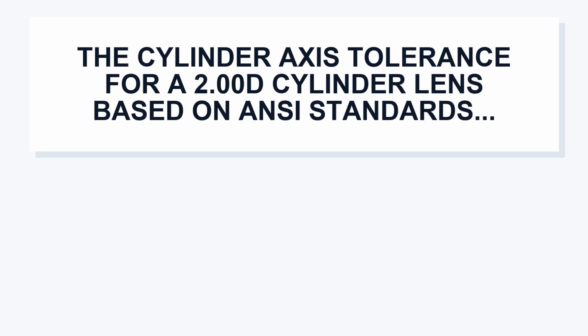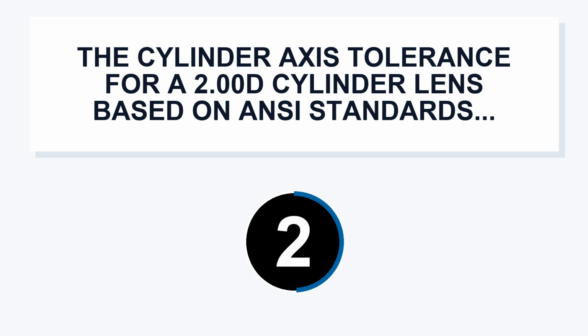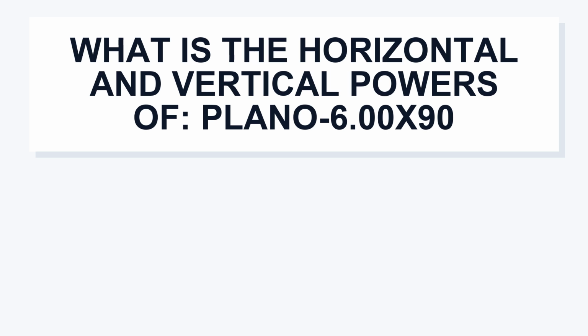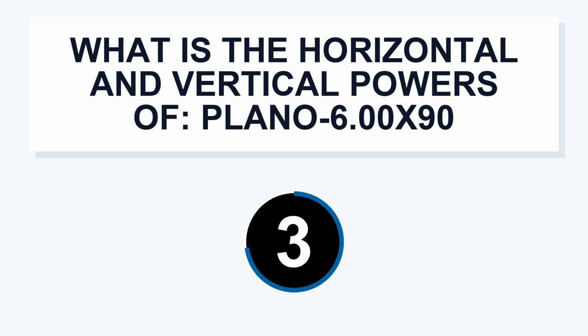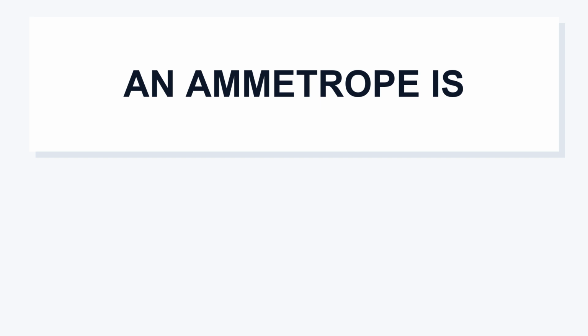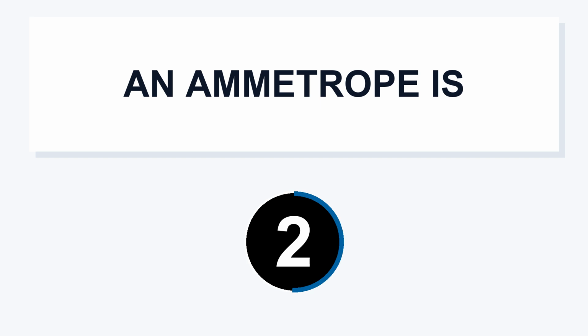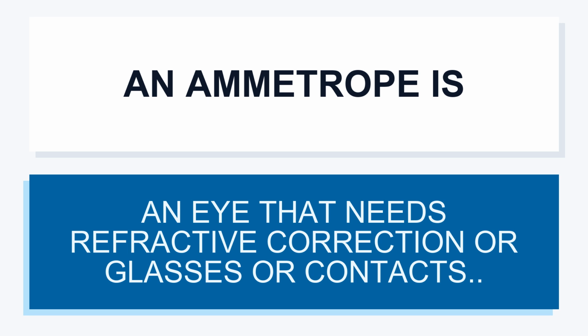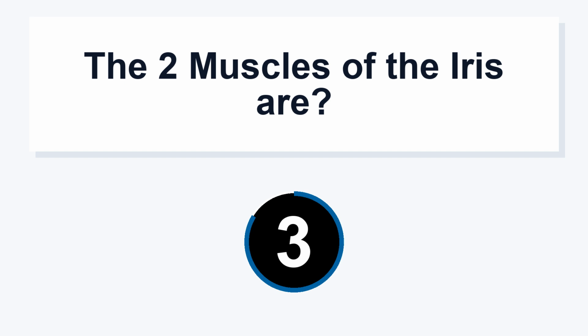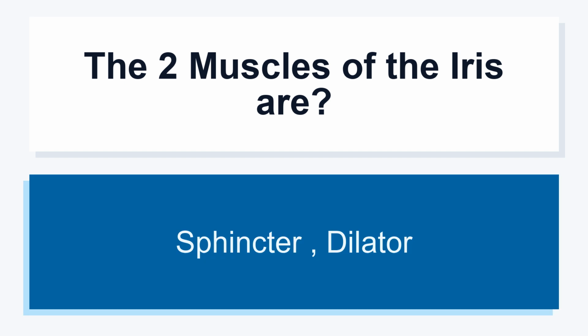The cylinder axis tolerance for a 2.00D cylinder lens based on ANSI standards: 2 degrees. What is the horizontal and vertical powers of plano -6.00 x 90? H equals -6.00 at 180, V equals plano at 90. An ametrope is an eye that needs refractive correction or glasses or contacts. The two muscles of the iris are sphincter, dilator.